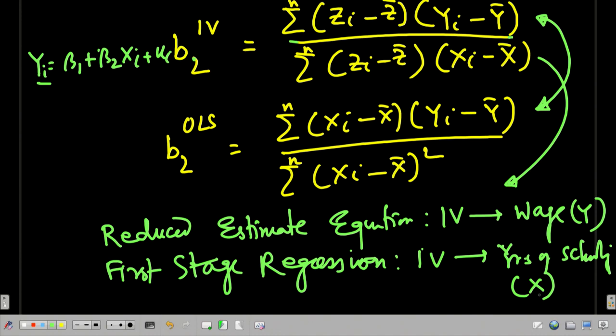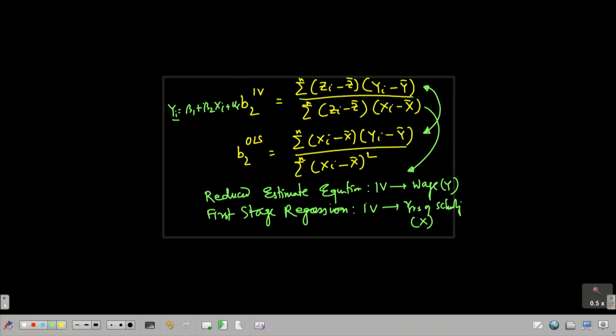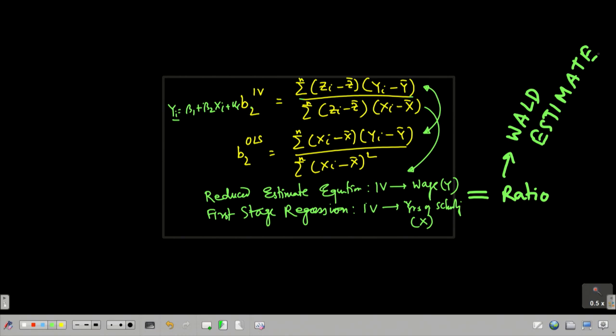Now, when I try to understand the true impact of schooling on wage, what I do is take a ratio of these two, and this ratio is also called the Wald estimate. If you compare this Wald estimate, this ratio, with this, what do you see here?